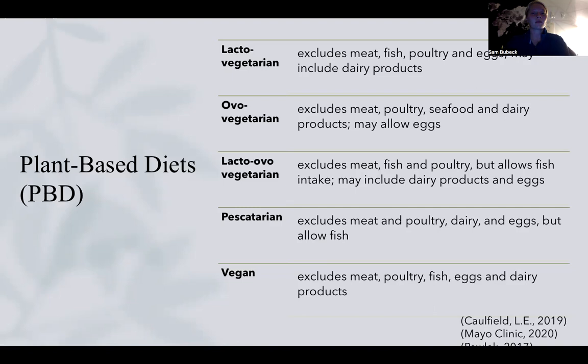And its sister diet would be the ovo vegetarian diet. This excludes meat, poultry, seafood, and dairy products, but may allow eggs. So while the lacto vegetarian diet excludes eggs, the ovo vegetarian diet does include them, and vice versa with dairy. And then we have our lacto ovo vegetarians. They do still exclude meat, fish, and poultry, but they may include dairy products and eggs.